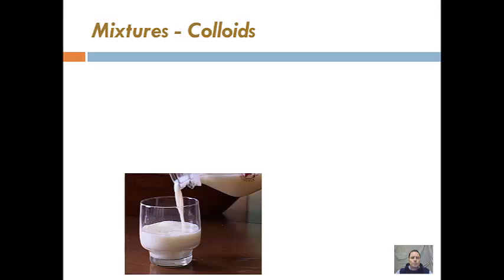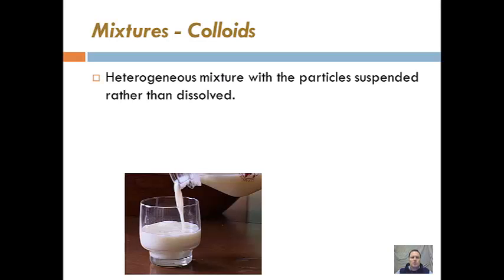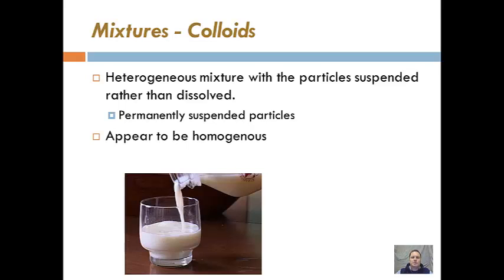Our second group we're going to talk about are what we call colloids. And colloids are, once again, a heterogeneous mixture, meaning there's different parts in them, but what we see is the particles are suspended rather than dissolved. So if we think of it like a liquid colloid, it's suspended in the liquid. But unlike the suspensions, the particles in a colloid are permanently suspended, meaning they're never going to settle out.